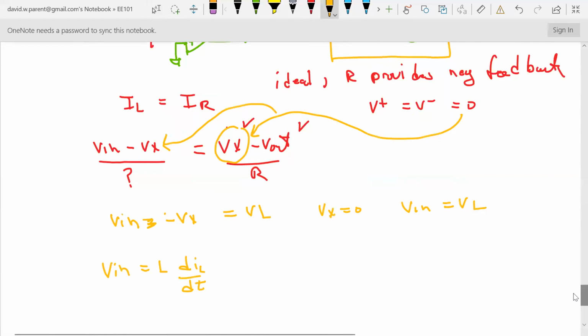So what's the best way to deal with that? Well, we would integrate it, right? So we integrate it. And so now IL should equal 1 over L integral of Vin dt. Oh, that's good.